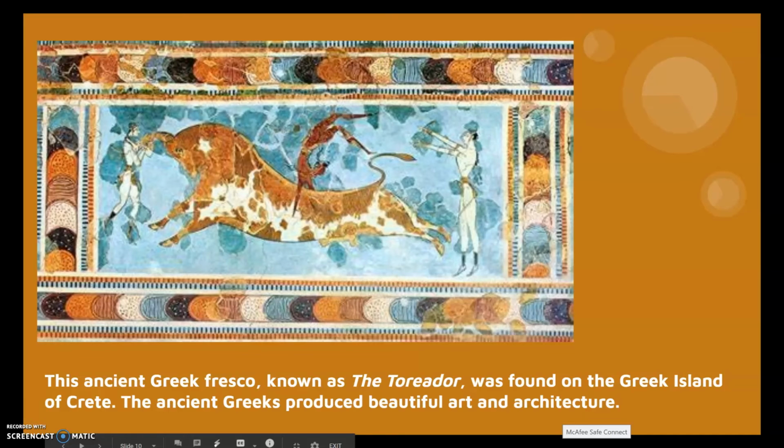So there's some really cool geography, or not, this isn't geography, really cool artwork that came out of Greece. This is a Greek fresco known as the Troador and was found on the Greek island of Crete. The ancient Greeks produced beautiful art and architecture. So we find things like this all the time.